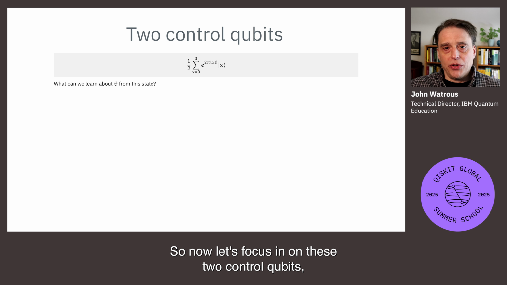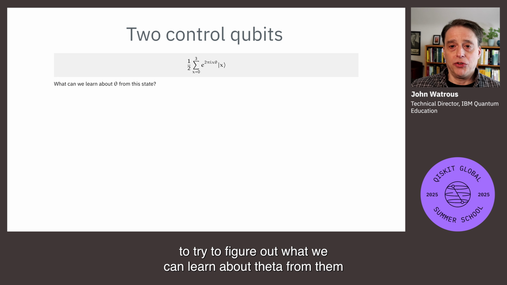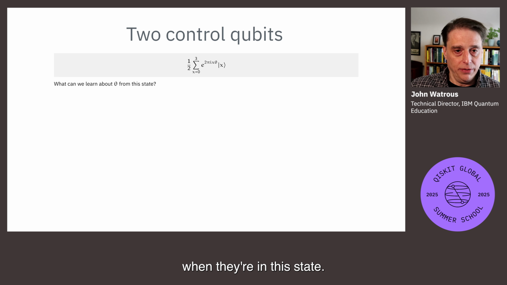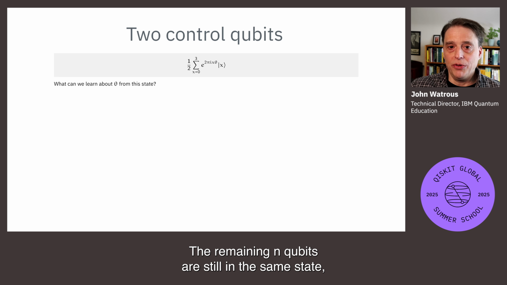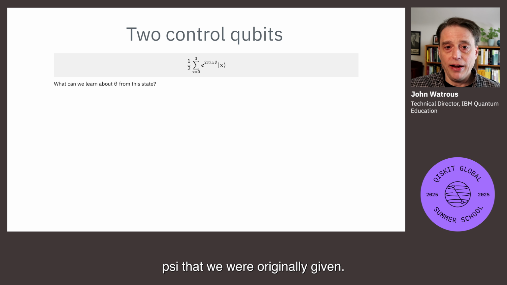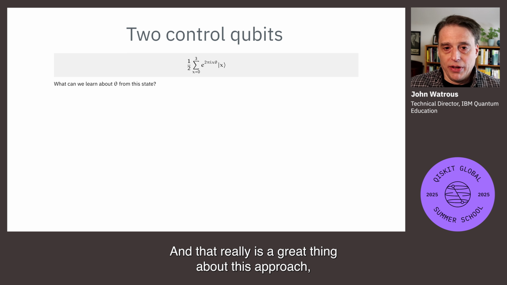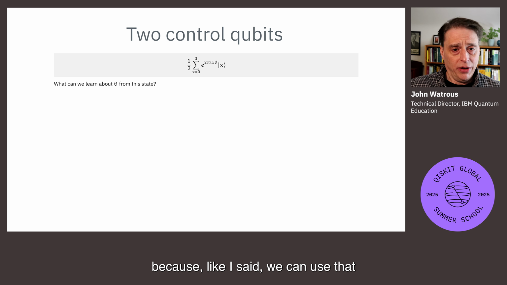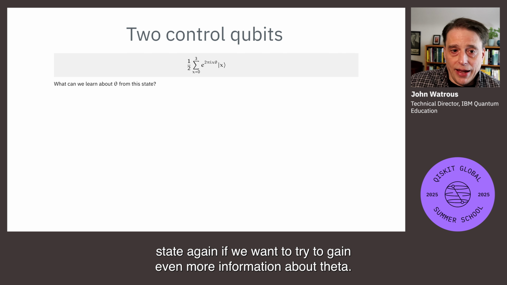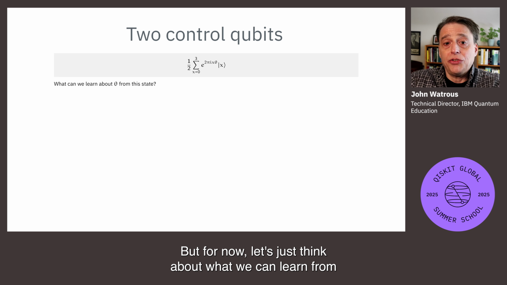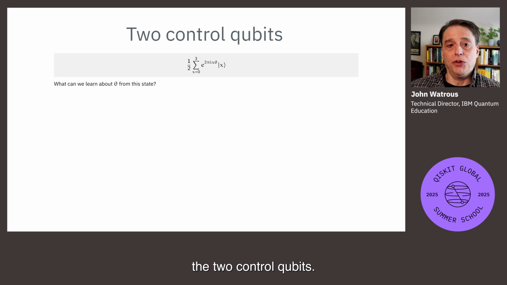So now let's focus in on these 2 control qubits to try to figure out what we can learn about theta from them when they're in this state. The remaining n qubits are still in the same state psi that we were originally given, and that really is a great thing about this approach because, like I said, we can use that state again if we want to try to gain even more information about theta. But for now, let's just think about what we can learn from the 2 control qubits.